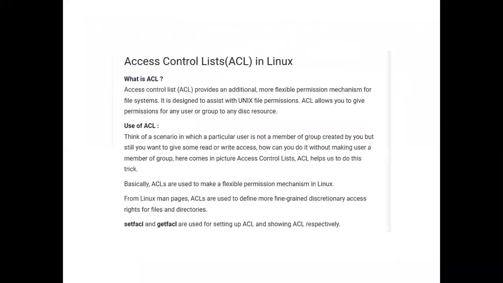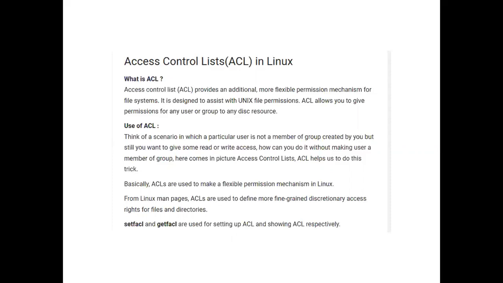So we are going to discuss the access control list. ACL provides an additional, more flexible permission mechanism for file systems. Using ACL, we can isolate and grant specific user rights to specific folders and files. We can have complete control on files and folders, so only the owner can set the permission for those particular files and folders. Other users can only see who has the permission.